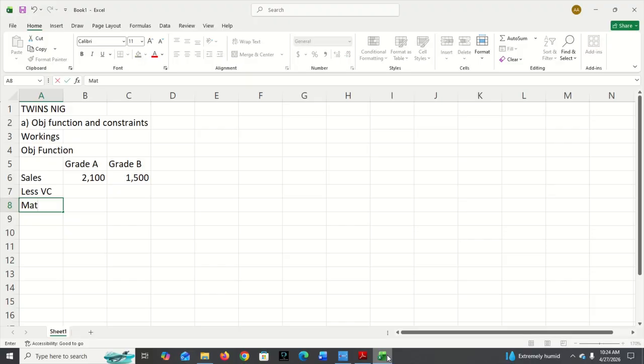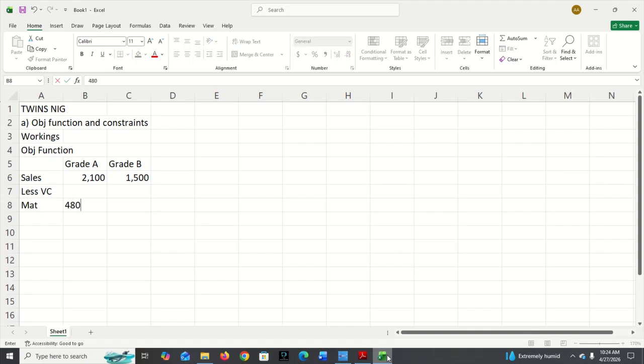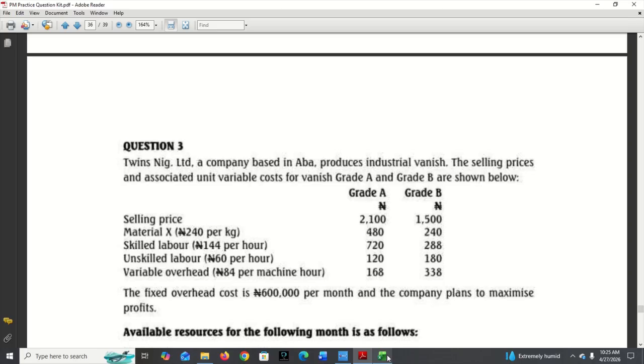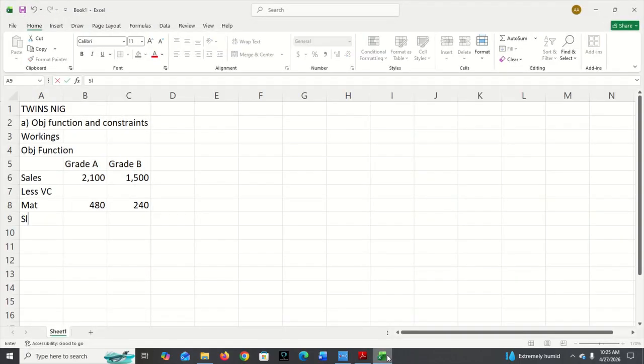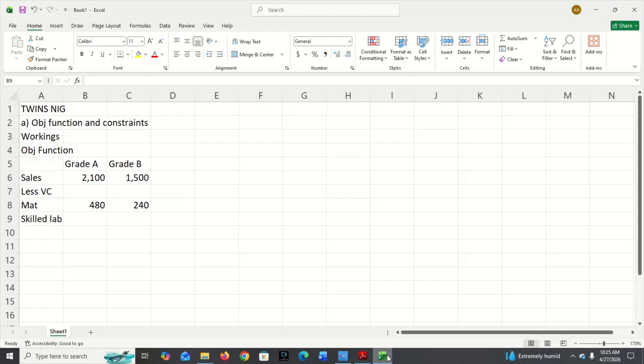So we have materials. How much is our material? Material is 480 and 240. Okay, next, labor. Labor is broken into two: we have skilled and unskilled labor. So let's start from skilled labor. Skilled labor is how much? 720 and 288.